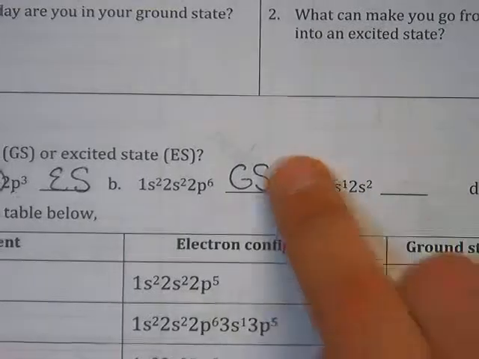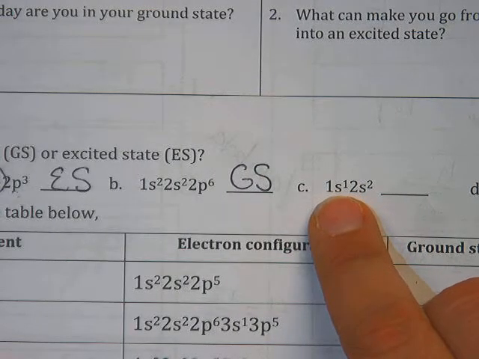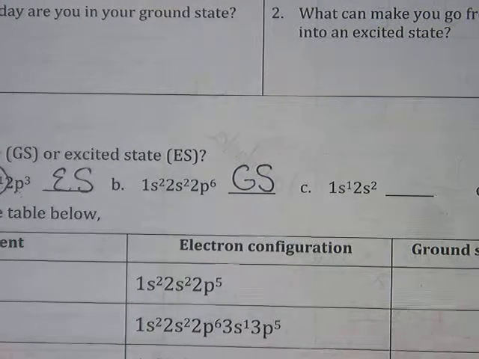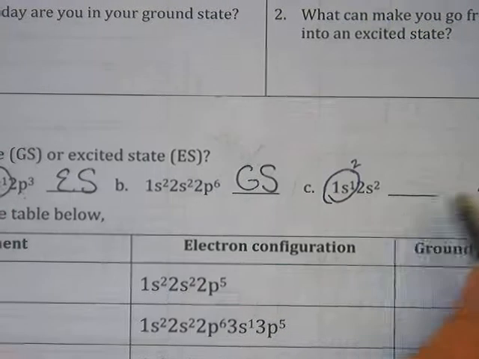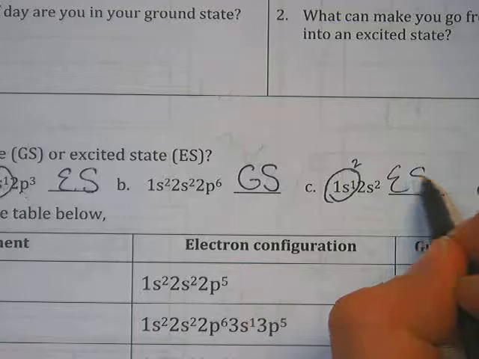Okay, for part C, 1s1, 2s2. What's broken about it? The 1s1, that's broken. That 1 should be a 2 if it were correct. That tells me this is the excited state.